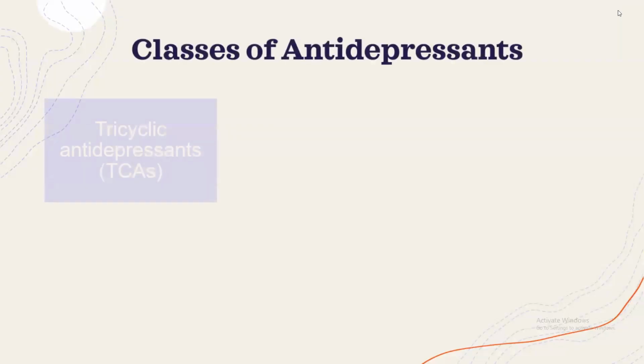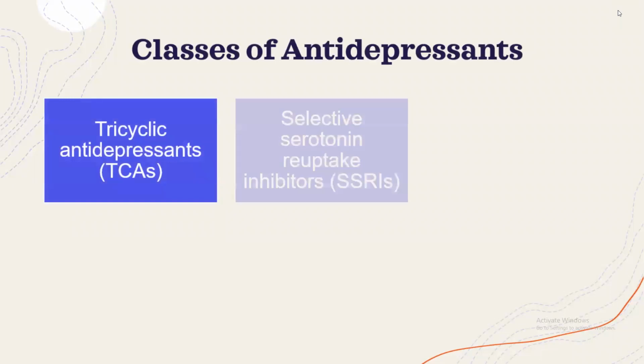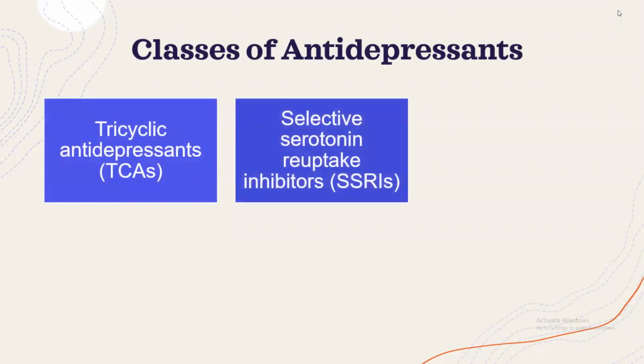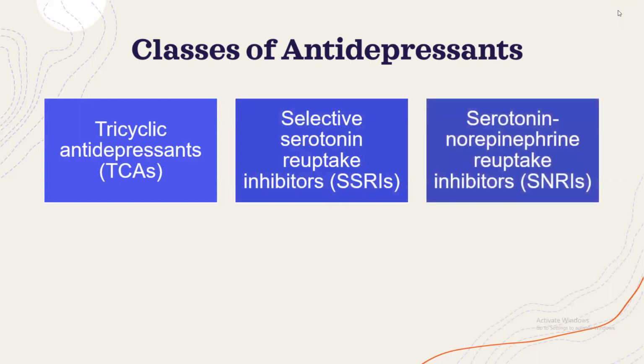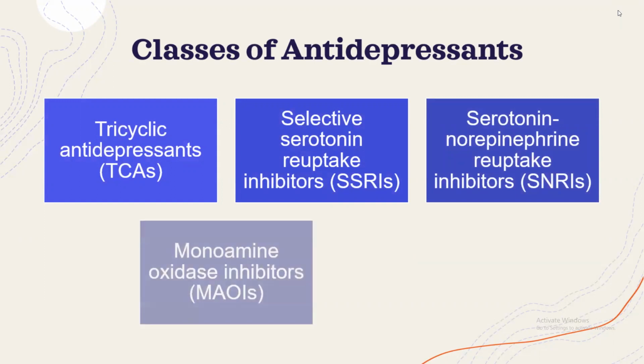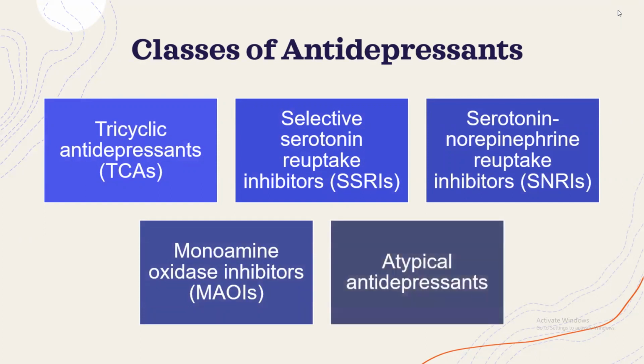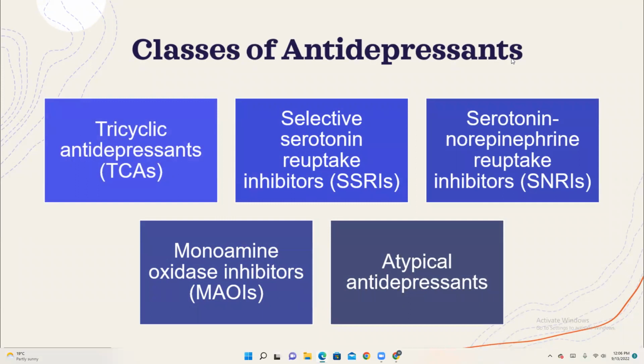The classes of antidepressants are the tricyclic antidepressants, selective serotonin reuptake inhibitors, SSRIs, serotonin norepinephrine reuptake inhibitors, SNRIs, monoamine oxidase inhibitors, MAOIs, and atypical antidepressants. So these are the main 5 classes of antidepressants that we will be studying in the next video.